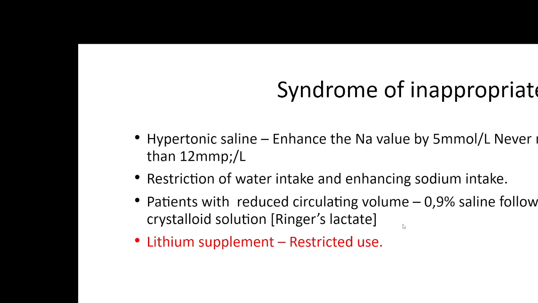Then in case of inappropriate ADH secretion, hypertonic saline or sodium can be given, particularly to enhance the sodium value by 5 millimoles per liter and never more than 12 millimoles. So not a very high concentration, between 5 and 12. 3% is the usual prescription. Restriction of water intake and enhancing sodium intake orally, and in patients with reduced circulating volume, 0.9% saline, that's normal saline, or Ringer's lactate could be given.